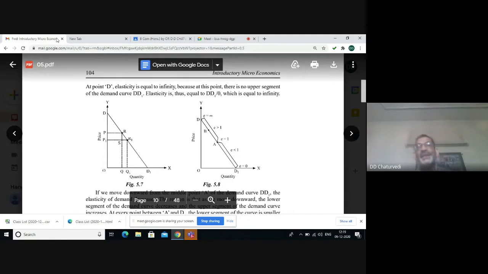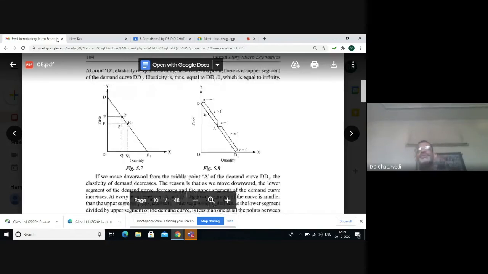At extreme point D1, where the demand curve is meeting the x-axis, elasticity of demand will be 0 because the lower segment is 0. And at the other extreme point D, where the demand curve is meeting the y-axis, elasticity of demand will be infinity because the upper segment is 0 and anything divided by 0 is equal to infinity.